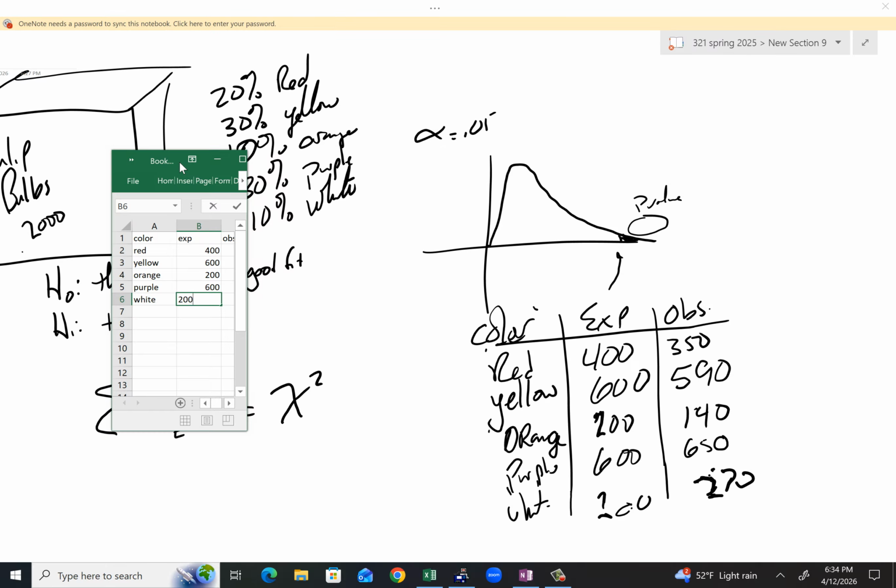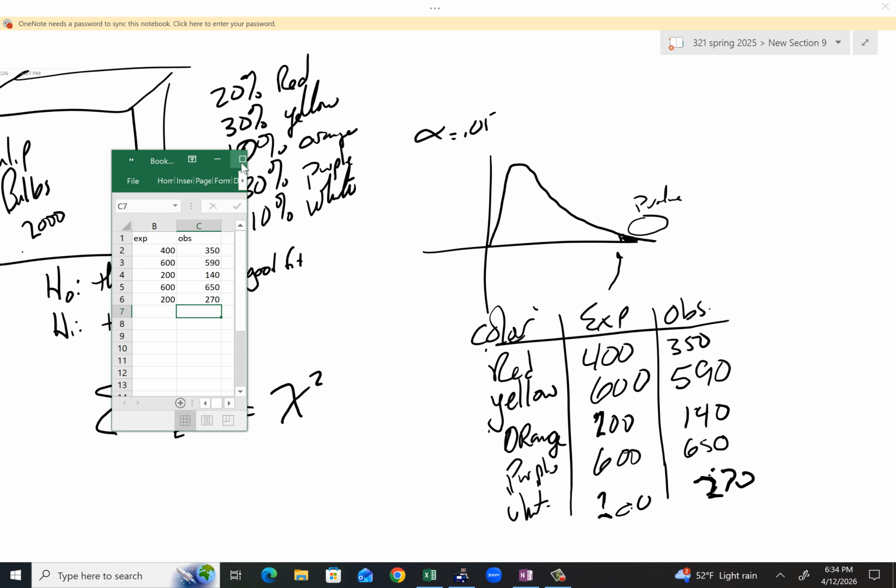200. And then we went in and actually counted, and we got 350 of these, which is a little odd. 590 of those, which is pretty much what you'd expect. 140, a little odd. 650, that's a little odd. 270, that's borderline ridiculous. Oops, that would be a big number. And then 270, as I said.